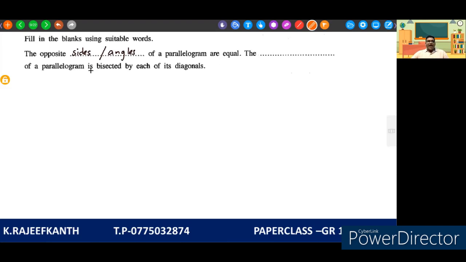The dash of a parallelogram is bisected by each of its diagonals. We know that the diagonals bisect the area, right? So the area of a parallelogram is bisected by each of its diagonals. So each one, you will get 1 mark for each answer. Here, sides or angles, here the area.